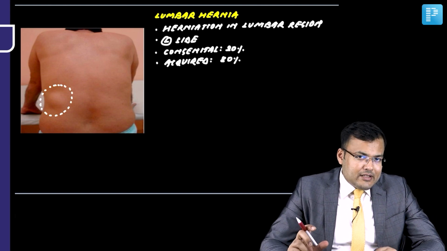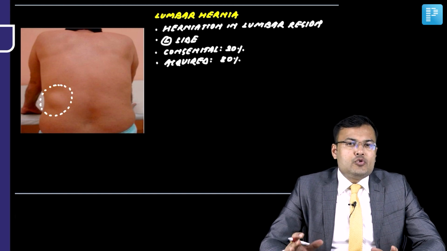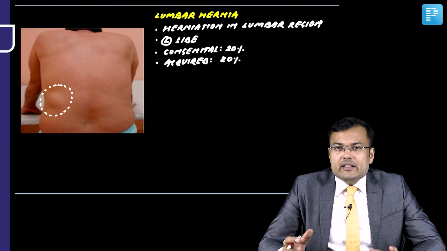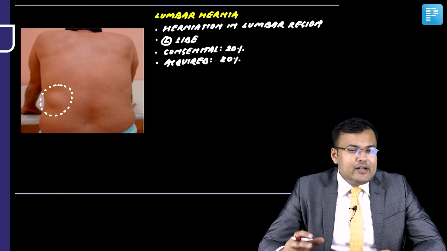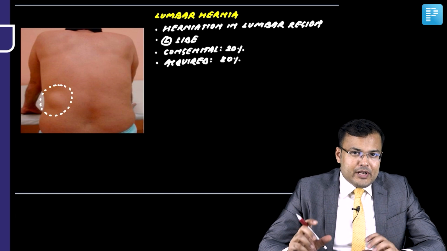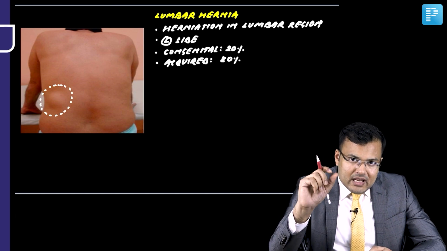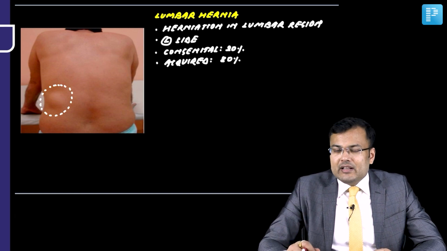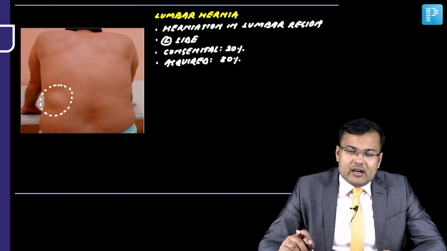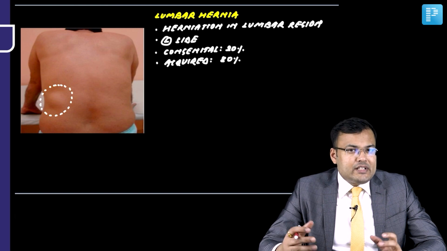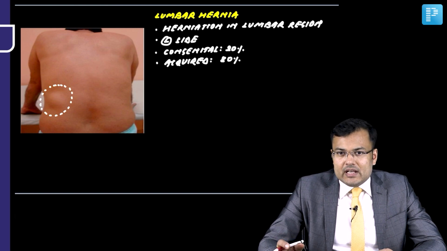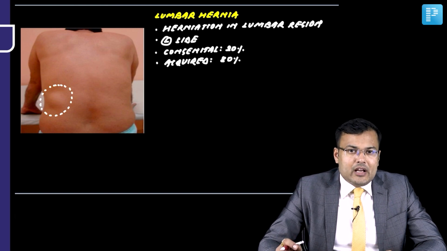Now there are two triangles via which herniation occurs: the superior triangle of Grynfeltt and the inferior triangle of Petit. Most of the hernias occur via the superior triangle of Grynfeltt because this space is relatively larger. But in Bailey, it's wrongly written that most lumbar hernias occur via the triangle of Petit. That's wrongly given in Bailey. The correct statement is that most hernias occur via the superior triangle of Grynfeltt.